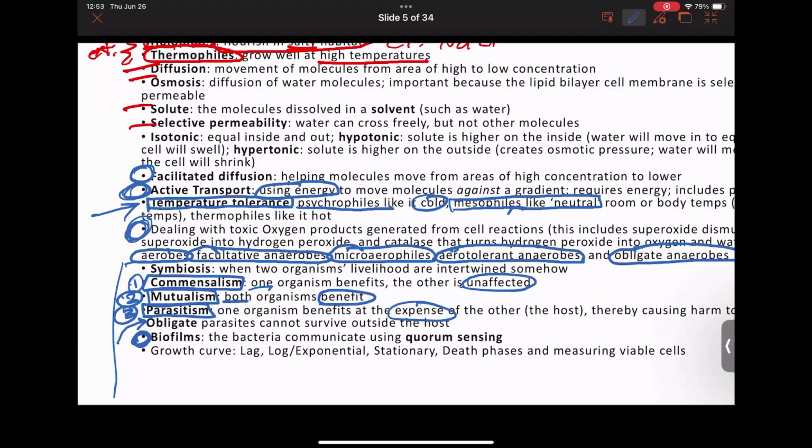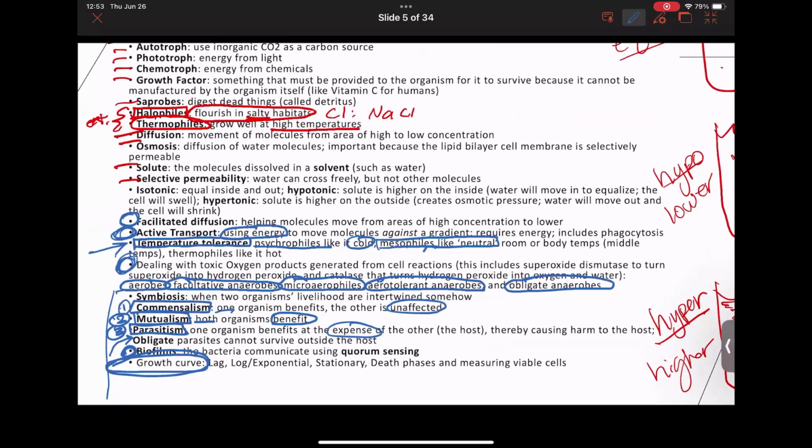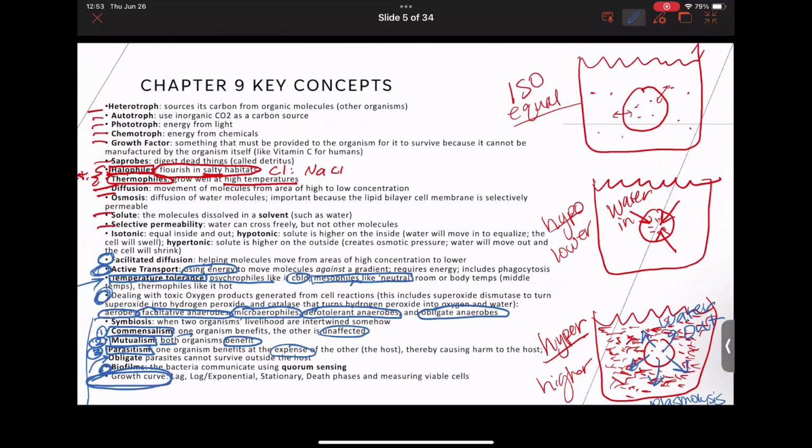The last thing that the chapter talked about was our bacterial growth curve. We do need to know the different phases of the bacterial growth curve. There absolutely is a question about that on the exam. So the 4 phases are, and it looks like this. So up, flat, down.